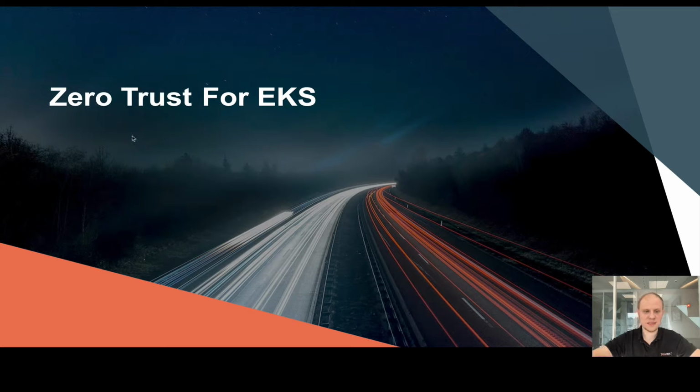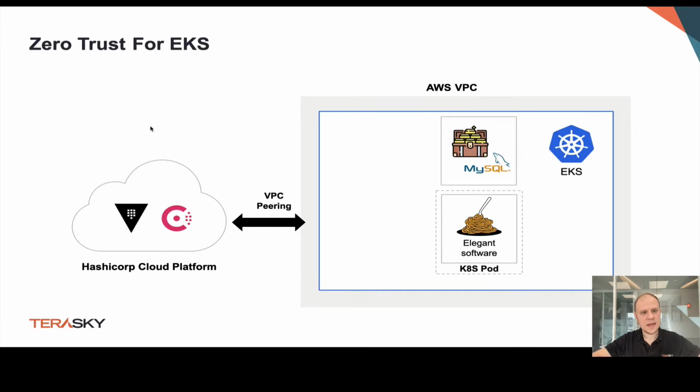All right, so let's talk about use cases. Now, the first one, it's not very realistic, but it's just an idea. About 4 months ago, Andre Wood and me, we were doing a workshop for Zero Trust with HashiCorp. And what we did during the workshop, we set up HashiCorp Cloud Platform, and we set up a Vault and Consul in HashiCorp Cloud Platform, and we set up in AWS a VPC, EKS, deployed MySQL and some software into it.